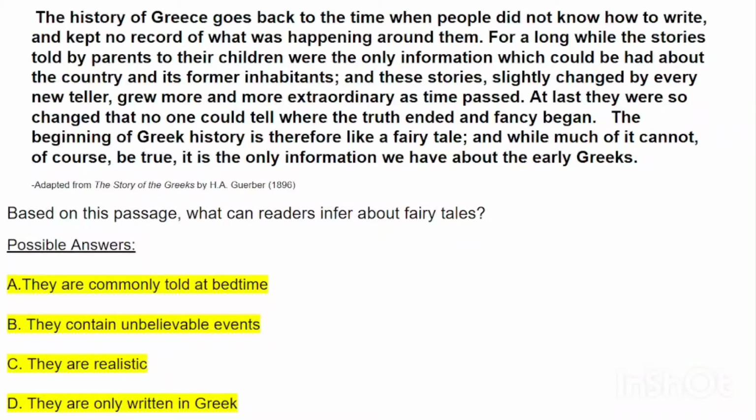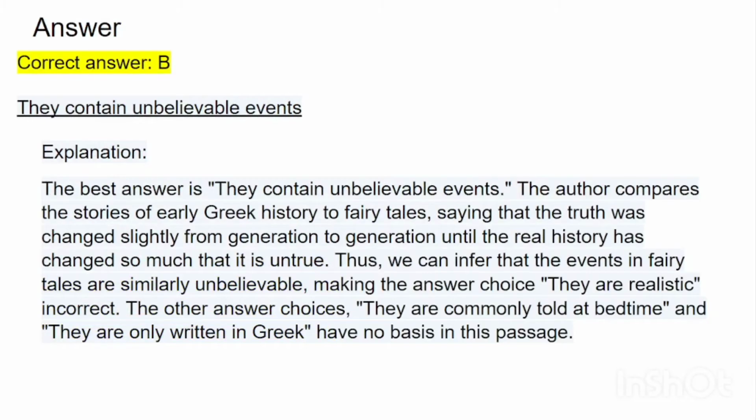So the right answer would be they contain unbelievable events, because clearly the passage says it is slightly changed by every new teller, grew more and more extraordinary as time passed, and no one could tell where the truth ended and fancy began. And the Greek story is therefore like a fairy tale. So we can agree that they contain unbelievable events, right? So the best answer is they contain unbelievable events.